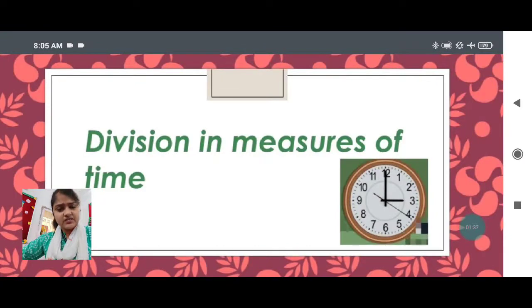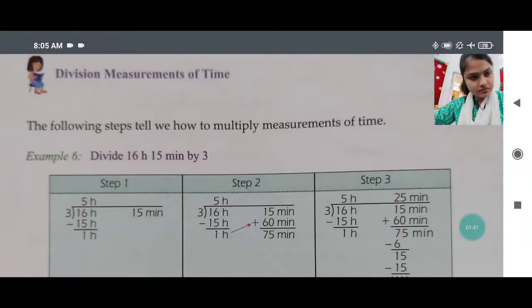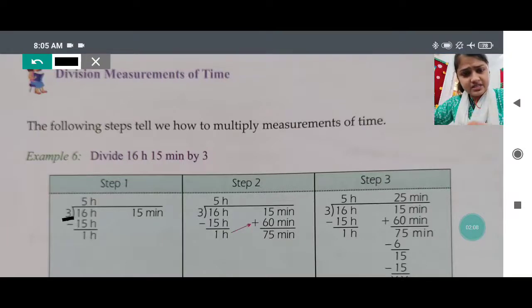We are going to proceed with the division in the measures of time. Just see. Division in measures of time, how we used to do. The following steps tell us how to divide. First of all, step by step it is given. In the first step, we have arranged the numbers according to the hour and minute column. Two columns I have made. I have written 16 in the hour column and 15 in the minutes column. I will write this 3 as a divisor. Okay, 3 is the divisor, 16 hours and 15 minutes is the dividend.